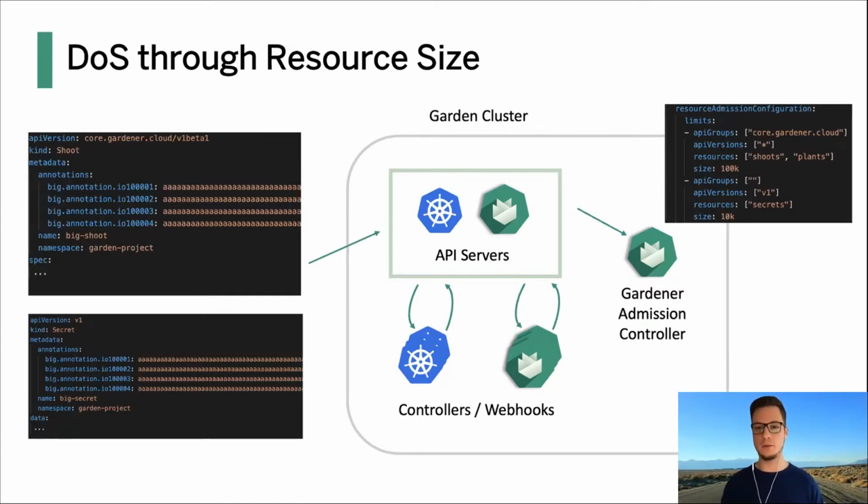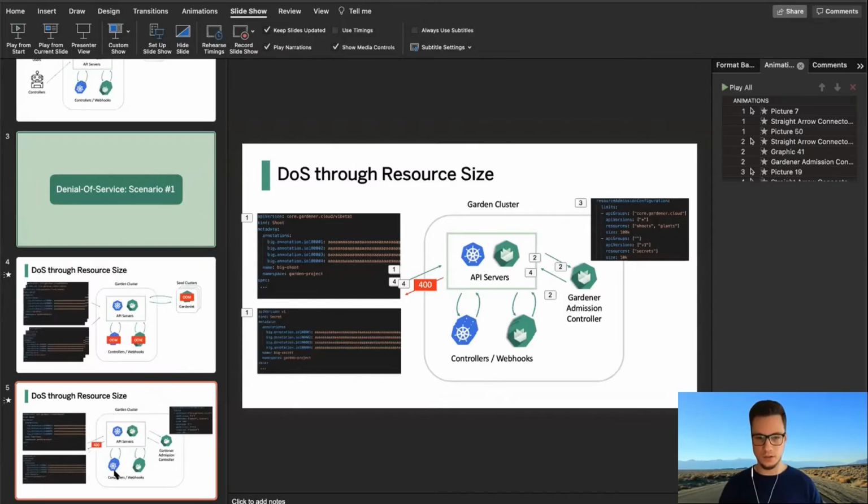Okay, so the request comes in, and the Gardener Admission Controller sends back the validation result. Since this is too big in this scenario, it gets a 400 and the request is denied. So that's the feature, the security feature to prevent the first scenario of DOS. I also want to show you that in a short demo.